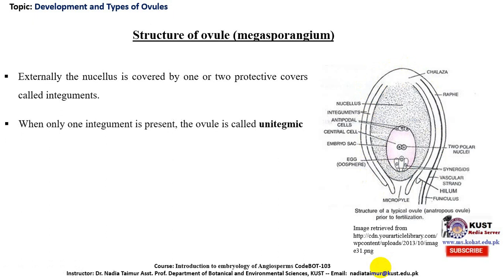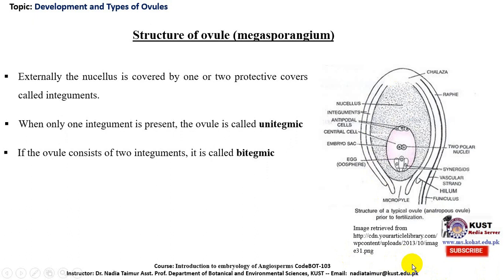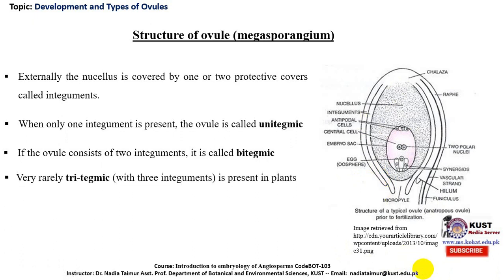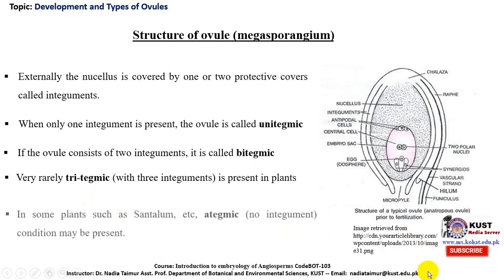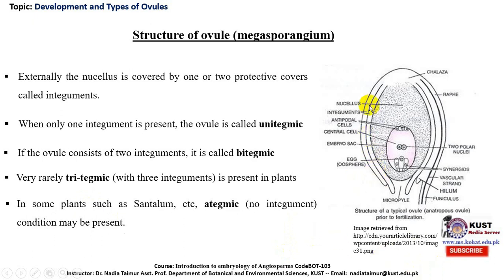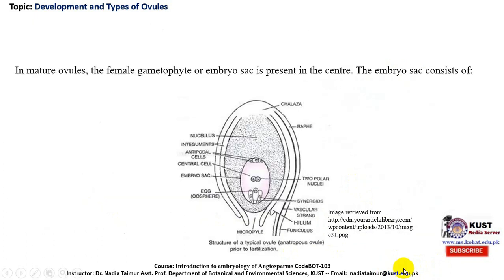Now there are different types of ovules depending upon the number of integuments. When only one integument is present, such an ovule is called a unitegmic ovule. In some cases, two integuments are present. Such ovules are known as bitegmic ovules. Very rarely, three integuments are present, and such ovules are known as tritegmic ovules. In some cases, no integument covers the nucellus, and in such cases, the ovule is known as an ategmic ovule.